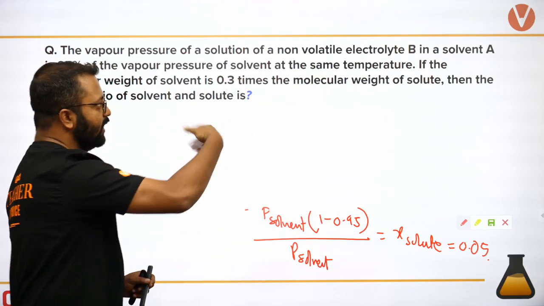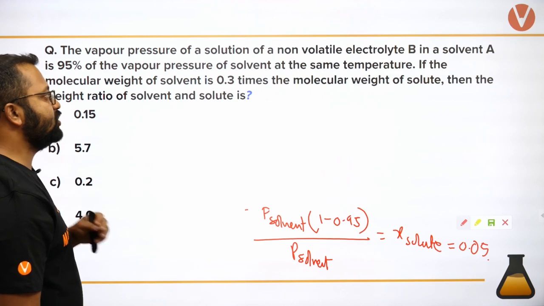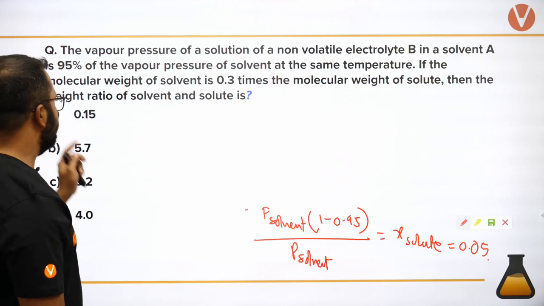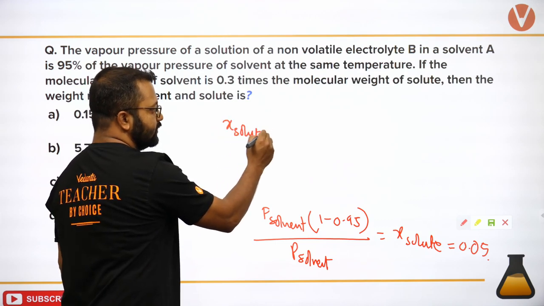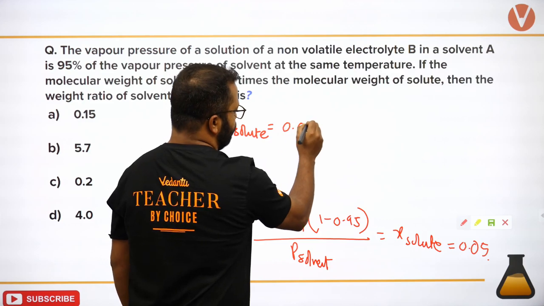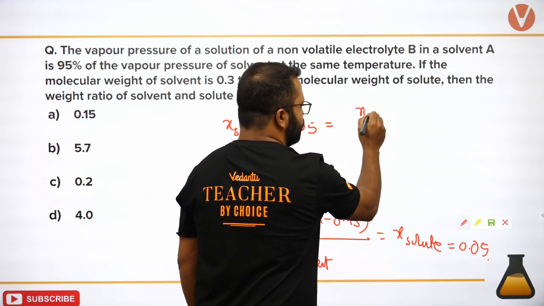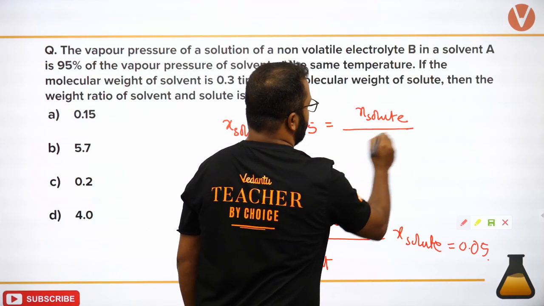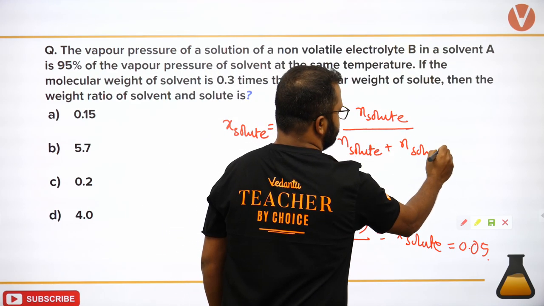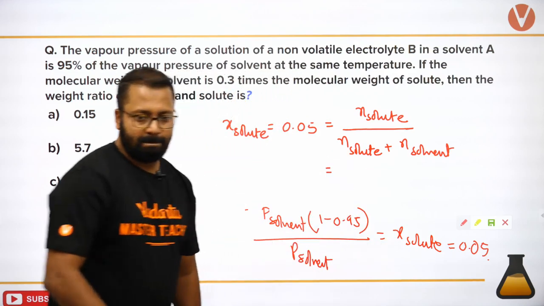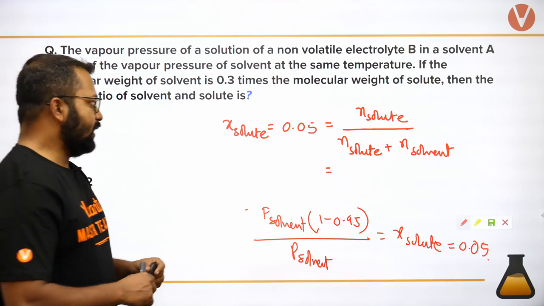The mole fraction of solute comes out to be 0.05. Now, from here onwards, we need to use the second piece of information: if the molecular weight of solvent is 0.3 times the molecular weight of solute, then find the weight ratio. So see how to do it. The mole fraction of solute is 0.05, which we can write as number of moles of solute by number of moles of solute plus number of moles of solvent. We can write this, isn't it? Okay.